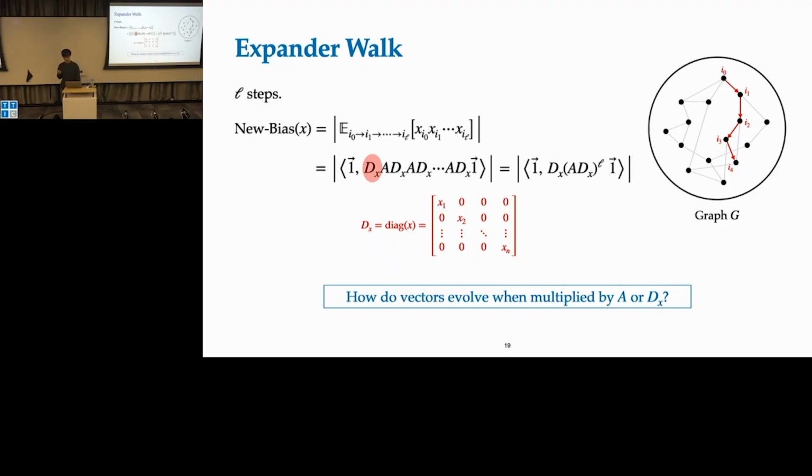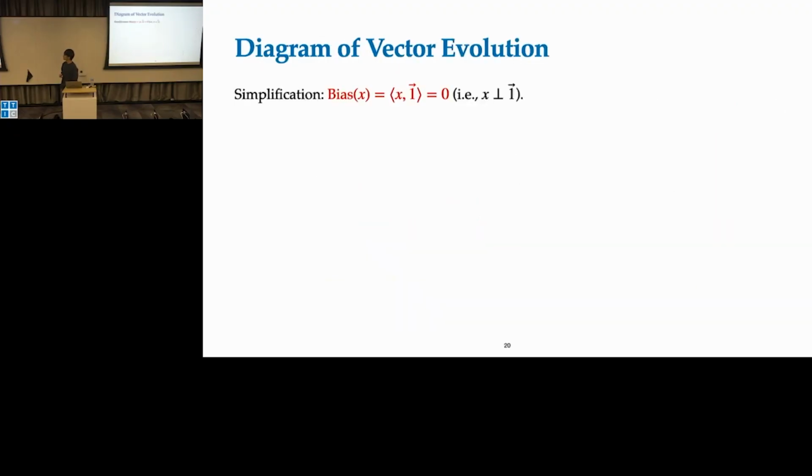Okay, so this leads me to something. I'm going to draw a diagram of vector evolution. But first, I want to make a simplification. Let's assume the bias of x is 0, so it's orthogonal to the all ones vector. Actually, this is not much of a simplification. When we are thinking about this problem, we always assume this, and then we add it back later. So I only assume that it's orthogonal to all ones. Now we're just going to have two subspaces, the all ones vector and the orthogonal subspace.